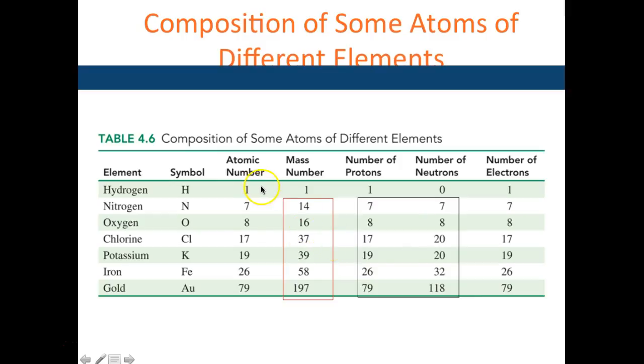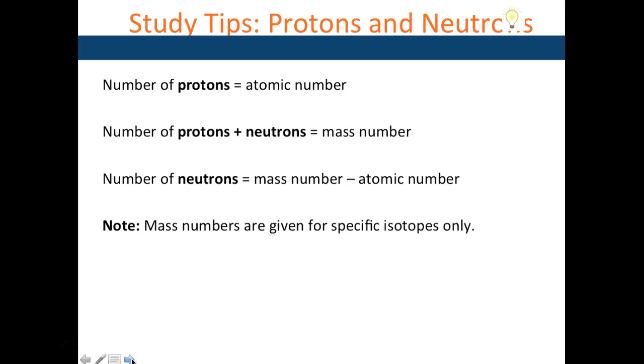And the other thing you will notice is that the numbers in this particular column under atomic number match up with the numbers under the column for number of protons, and it's the exact same number for number of neutrons, whereas the numbers for this column are 14 minus 7 gives you 7, 16 minus 8 gives you 8. All right, so mass number minus the number of protons gives you the number of neutrons.